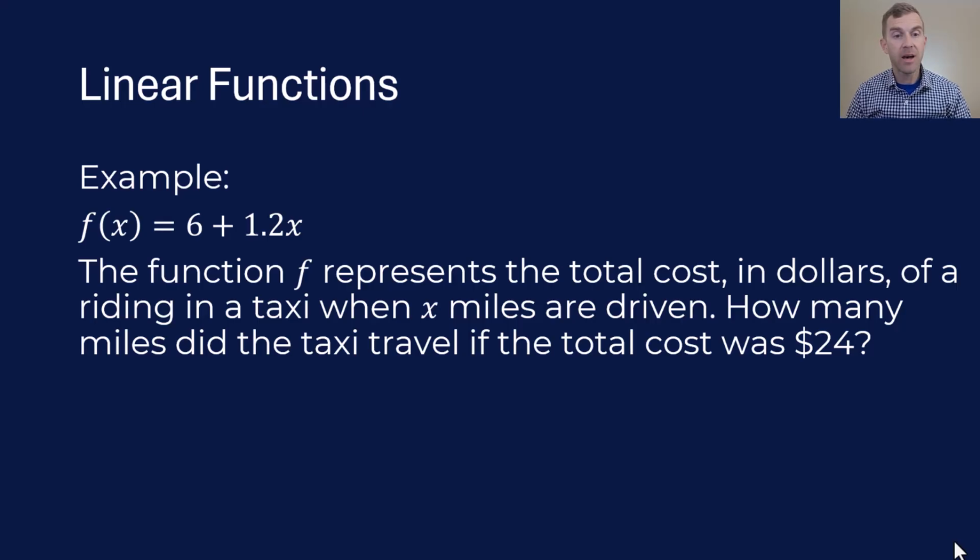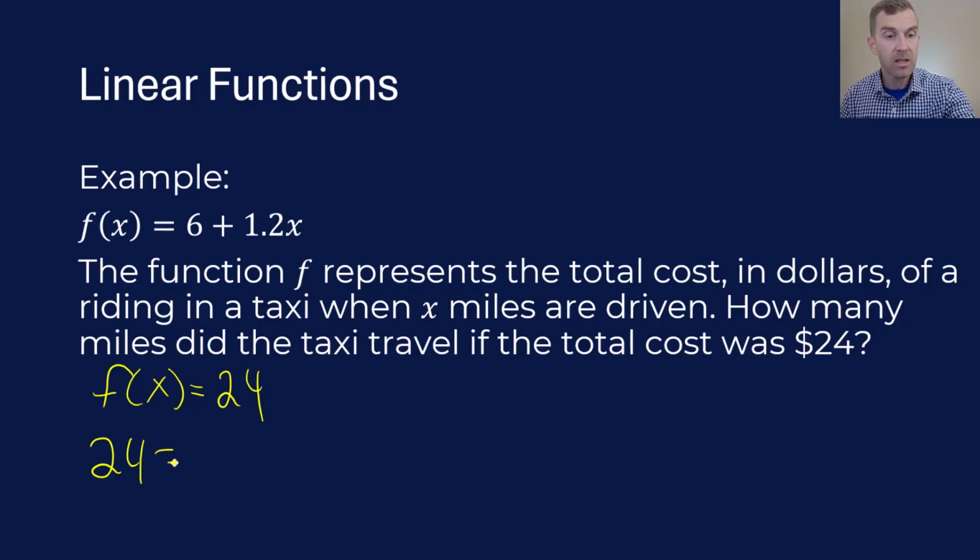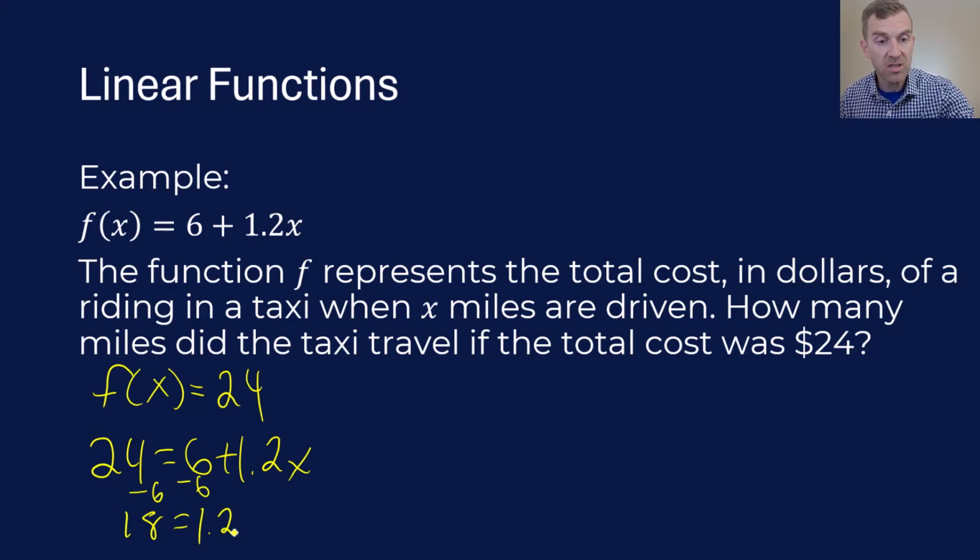And they want to know how many miles the taxi traveled if the total cost was $24. So in other words, they're telling us that f of x equals 24. And what we want to then say is 24 equals 6 plus 1 and 2/10 x. That's what this problem is actually having me solve here. Now, I can solve that by hand, subtract the 6 from both sides, and I'll get 18 equals 1 and 2/10 x. And then I divide both sides by the 1 and 2/10 and get that x is 15.